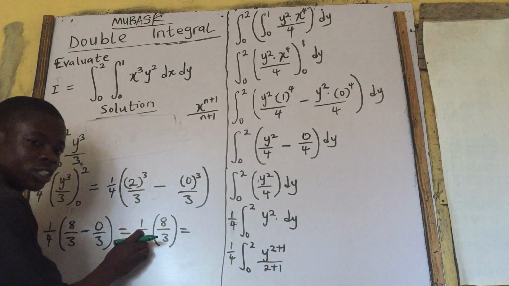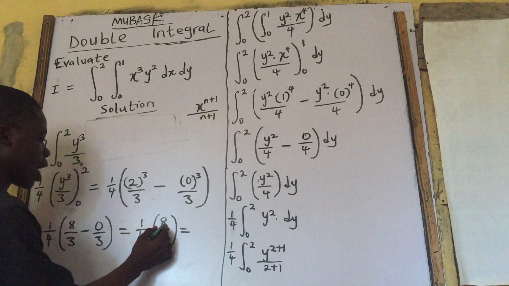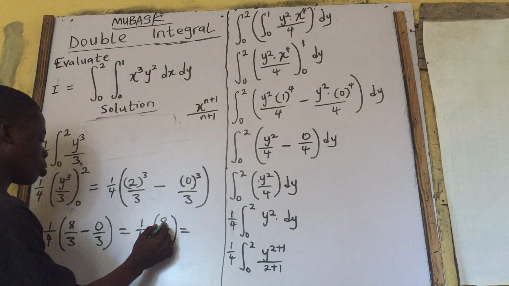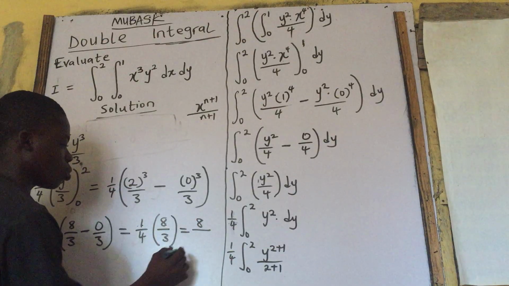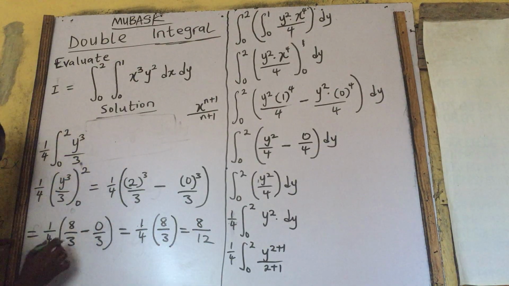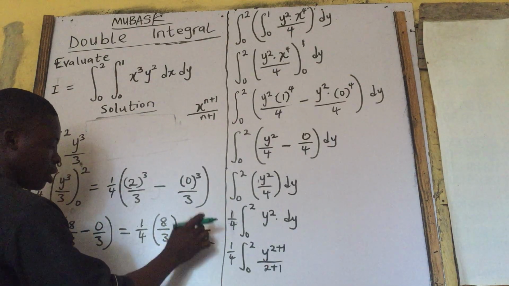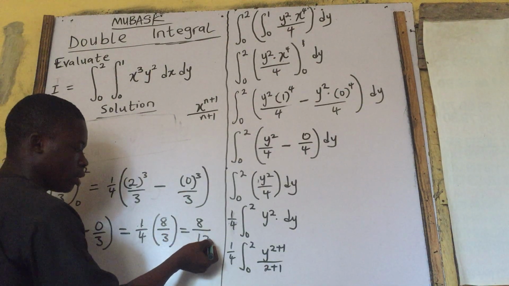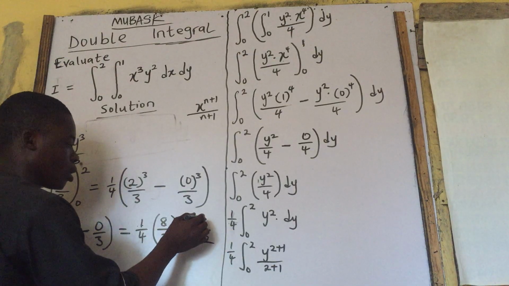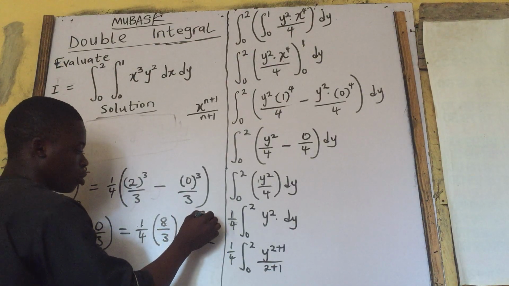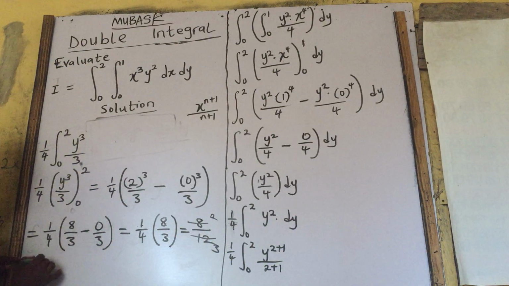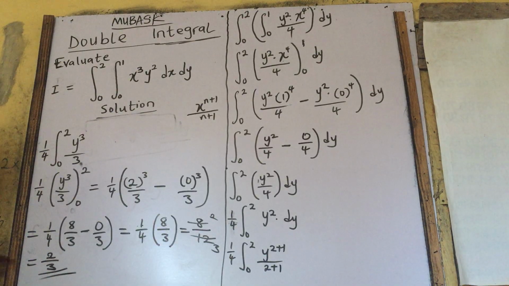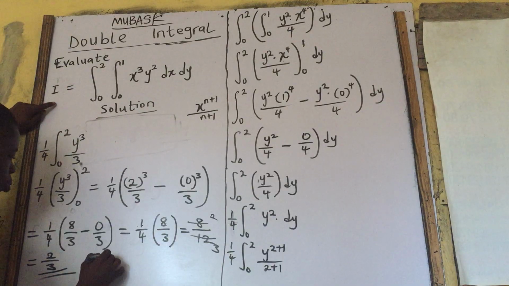You can now use this fraction to open the bracket. 1 times 8 is 8, divided by 4 times 3, which is 12. Now you cannot leave an answer like this. Since 4 can go into numerator and denominator, 8 becomes 2 and 12 becomes 3. Now our final answer is 2 divided by 3.